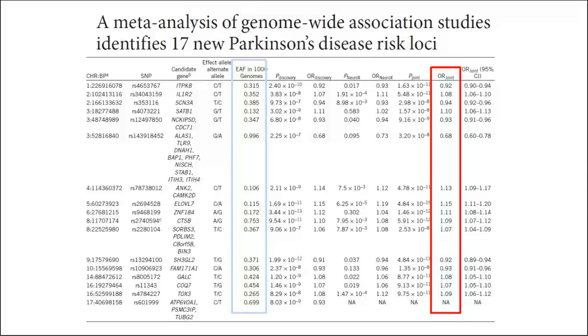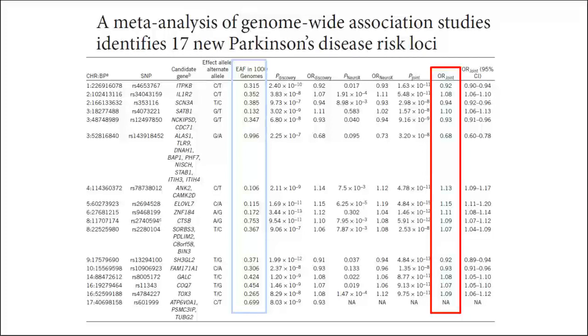But then again, only about 1% of the population will have Parkinson's disease, even less than that. So this means that 1.08% is your risk. So it's a minimal contribution. And what's in blue here is the actual frequency of the allele. So 0.315 means that 31.5% of people have this alternative gene.